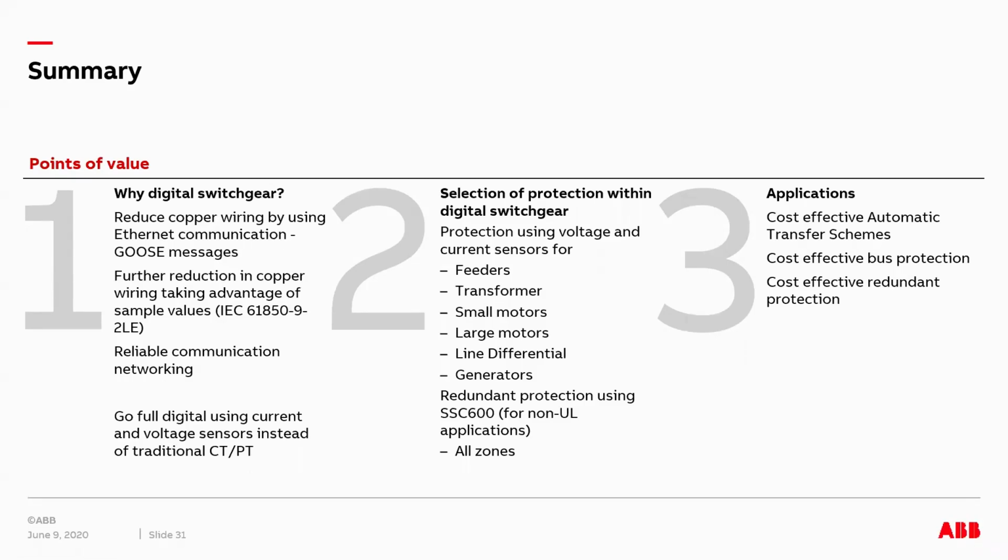Number two, we can select the protection required for each specific application, whether it's a feeder, transformer, small motor, large motor, line differential, or generator. We have several different IEDs and applications to choose from, and we can also do redundant protection using SSC600. We also looked at some very cost-effective schemes which can be built based on this technology, like a cost-effective auto transfer scheme, cost-effective bus protection, and cost-effective redundant protection.